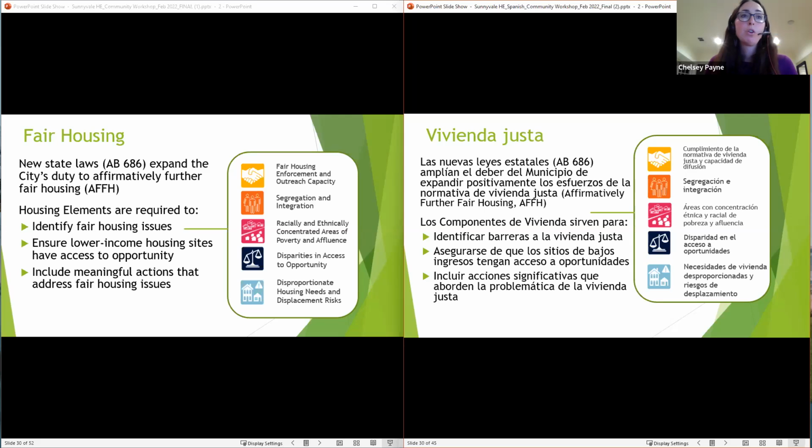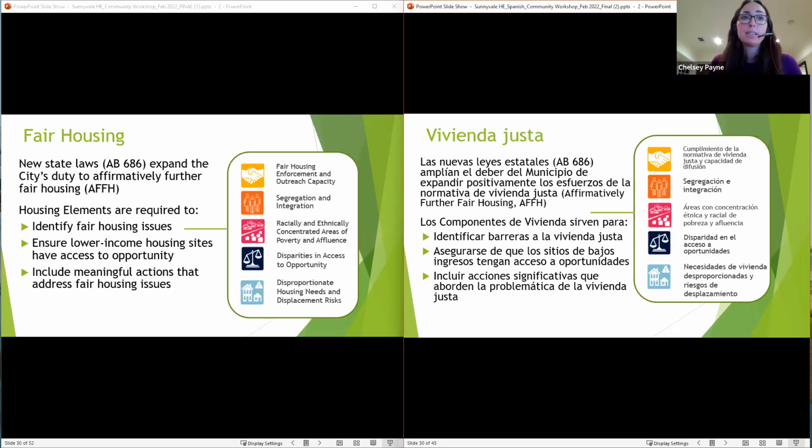In the housing element, we're required to prepare a fair housing assessment that analyzes 5 categories of different topics. We look at fair housing enforcement and outreach capacity within the city, trends related to segregation and integration in the city and the broader region, racially and ethnically concentrated areas of poverty, as well as racially and ethnically concentrated areas of affluence. We analyze disparities in who has access to opportunity, and we look at disproportionate housing needs and displacement risk. We also need to evaluate the sites inventory to ensure that new lower income units are built in areas of opportunity, to ensure that lower income individuals and households have fair access to opportunity, things like education and economic resources.